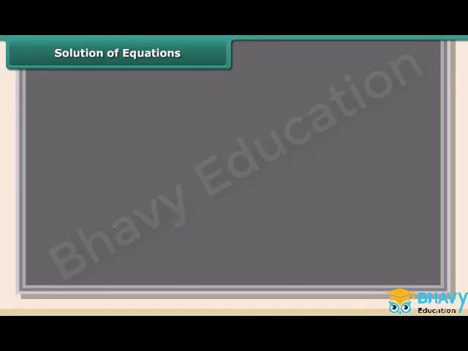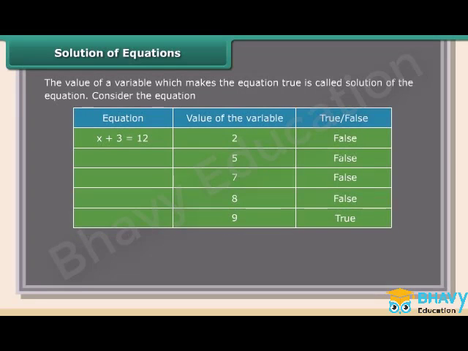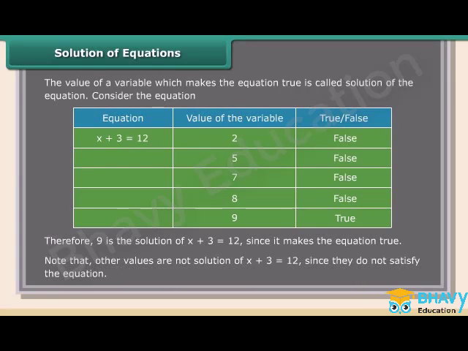Solution of equations. The value of a variable which makes the equation true is called the solution of the equation. Consider the equation x + 3 = 12. Therefore, 9 is the solution of x + 3 = 12, since it makes the equation true. Note that other values are not solutions of x + 3 = 12, since they do not satisfy the equation.